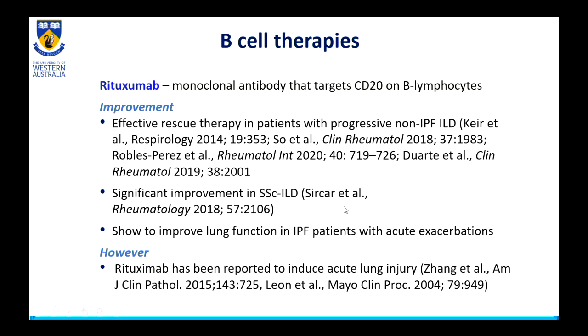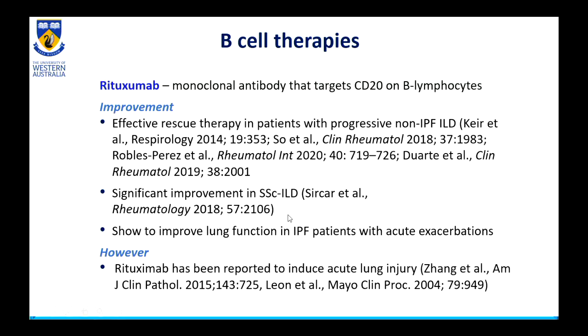And then, of course, you've got B-cell therapies. I mentioned before, there's one called rituximab. It's a monoclonal antibody that targets CD20, which is a protein on the surface of mature B cells. It's been shown to improve or rescue patients with a progressive interstitial lung disease, which is non-IPF, called systemic sclerosis. In this disease, it slows down the exacerbation. Some people get an exacerbation where it gets really, really bad, then it settles down and gets worse again, and rituximab can slow down that exacerbation.